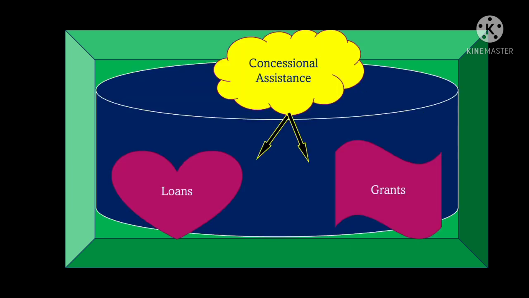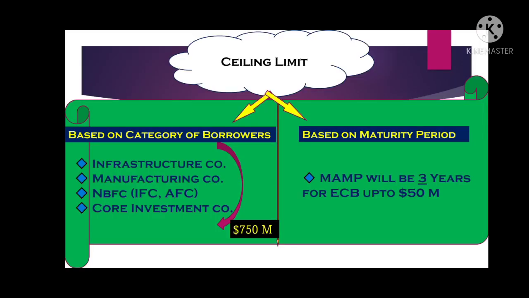Now let's move forward. Now we will talk about the ceiling limits. I have divided the ceiling limits based on the type of borrower and based on the maturity period, right? So if it is an infrastructure company, or a manufacturing company, or an NBFC, or a core investment company, then all these four companies can avail ECB up to $750 million, right? Now let's learn about these four companies.